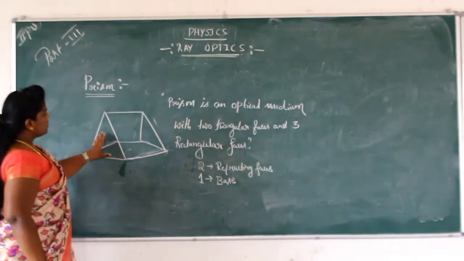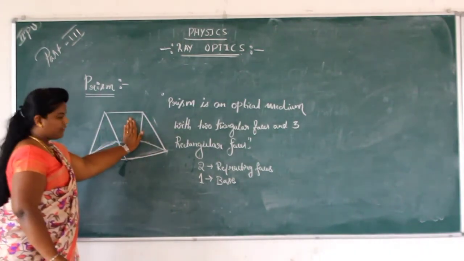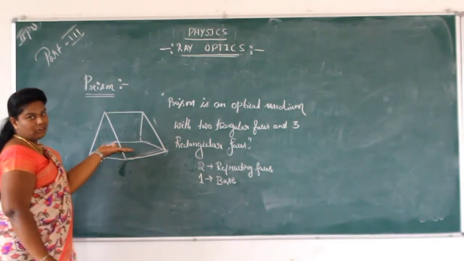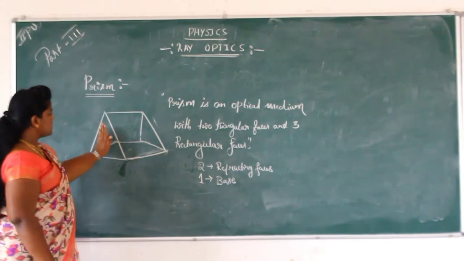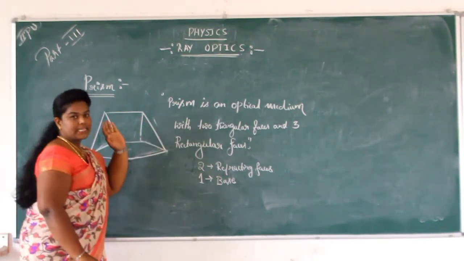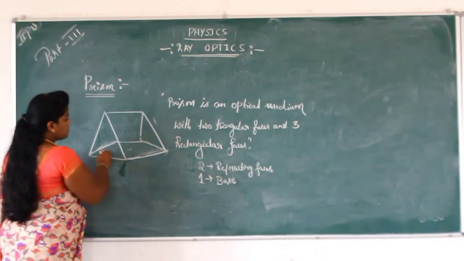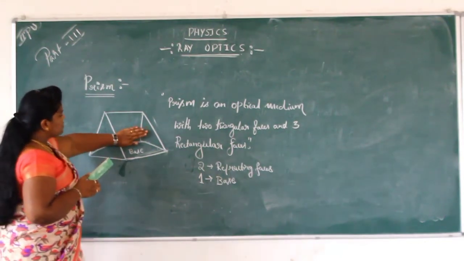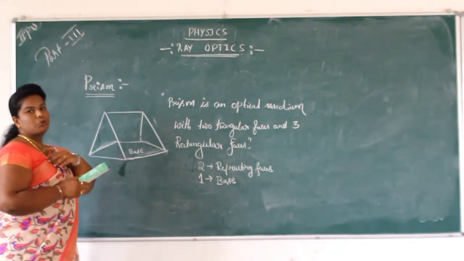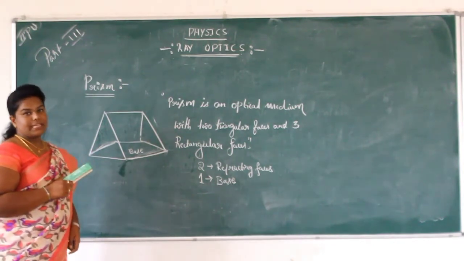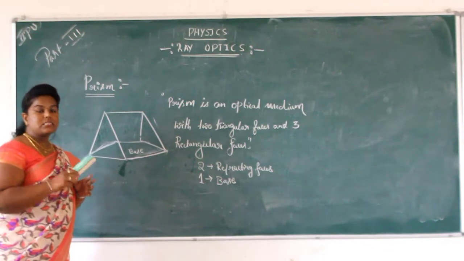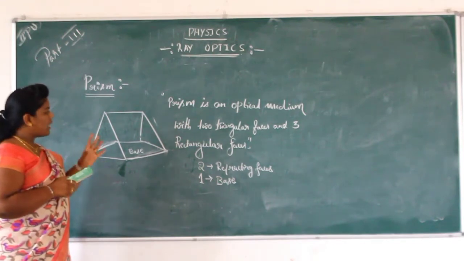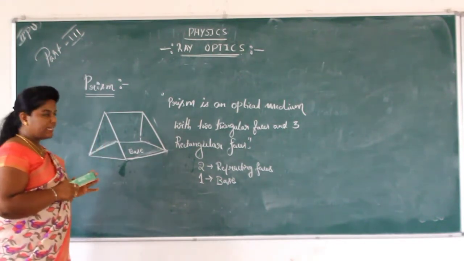You can observe that here we have one rectangular face, and back side to this another rectangular face. The base is another rectangular face. Finally we have three rectangular faces, and this is one triangular face and this is the second triangular face. This base is rough and is not used for refraction. The face present here and the one opposite to it are the two refracting faces, which are essential for refraction. The refraction is very clear in these two refracting faces.